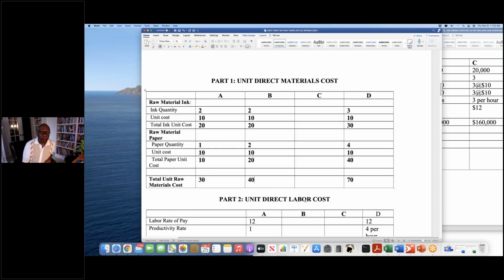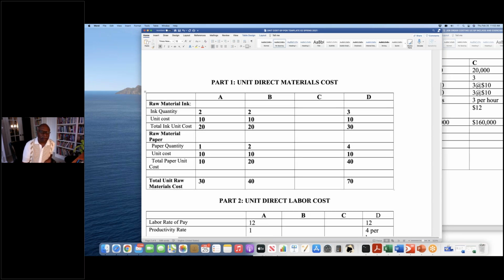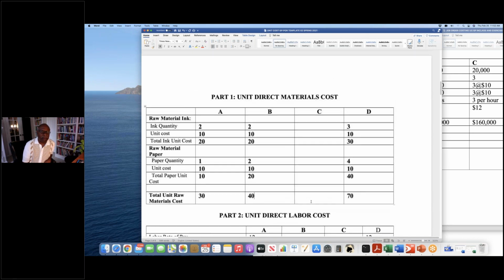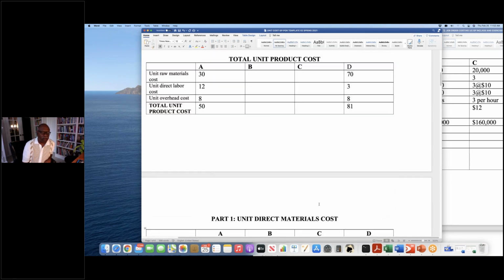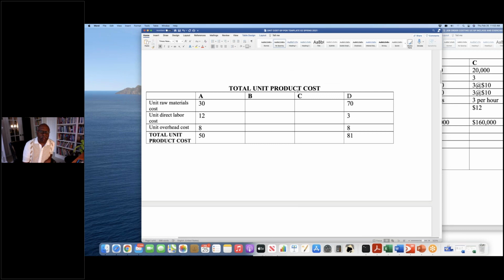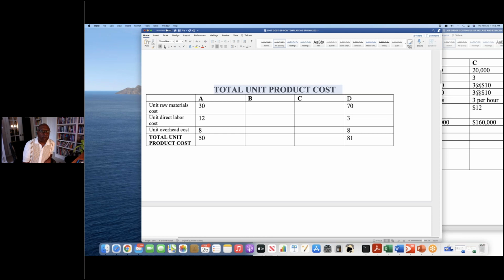What are we going to do with the 40? It goes in the total raw materials chart. Not raw materials, but the total unit product cost chart. So raw materials is just one of those costs.